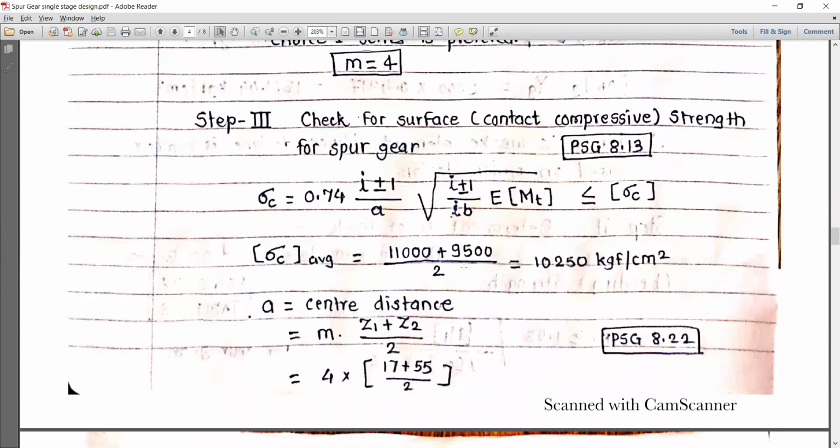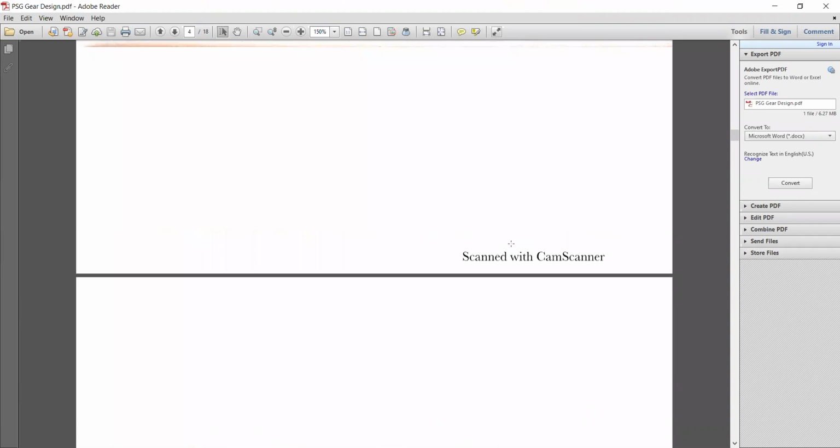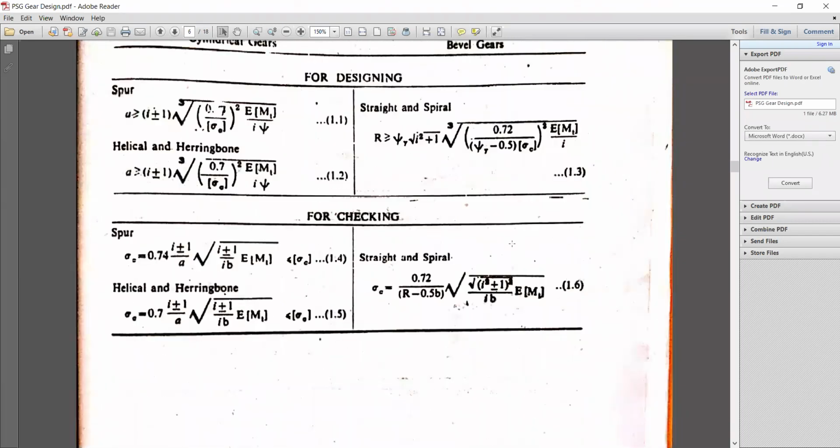Now we need to check this module for contact stresses. अभी हमने यहाँ पे calculate तो किया, अभी हमें वो check करना है. Okay, हम इसके लिए क्या करेंगे, PSG page number 8.13, we can directly go for checking. Okay, bending में इसको check नहीं करेंगे, हम directly उसको sigma c के लिए चेक करेंगे. You can refer this equation, equation number 1.4, sigma c is equal to 0.74 (i ± 1)/(a) square root of ((i ± 1)/(i b)) E in the bracket, sigma design twisting torque.